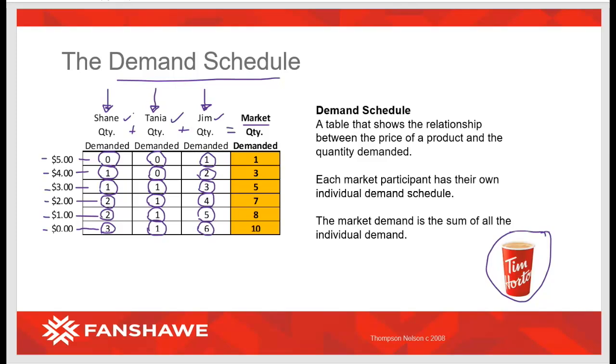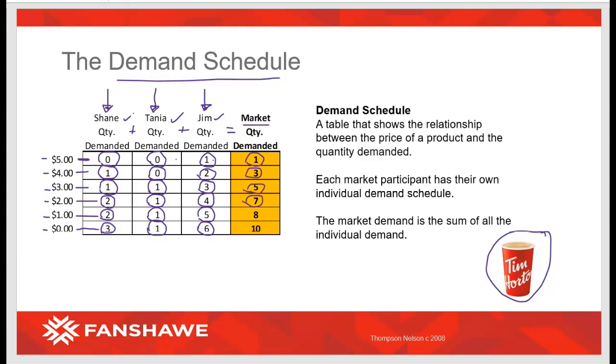This is the entire side of the market. So at $5 per cup, it looks like I'm not in, Tanya's not in, but Jim will buy 1 cup. So the market demand is 1 unit, right? At $4, that adds up to 3 units. At $3, it adds up to 5, and so on down the line, right? So what we're seeing is a bit of a relationship here too.